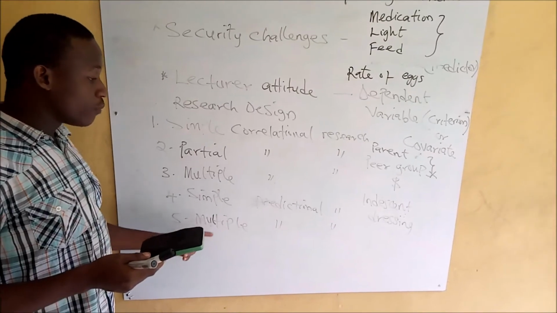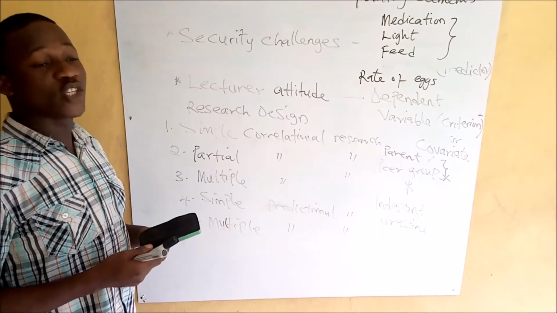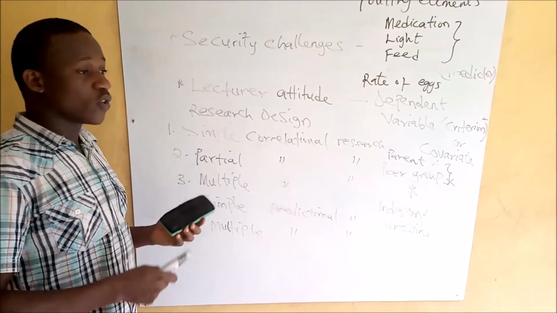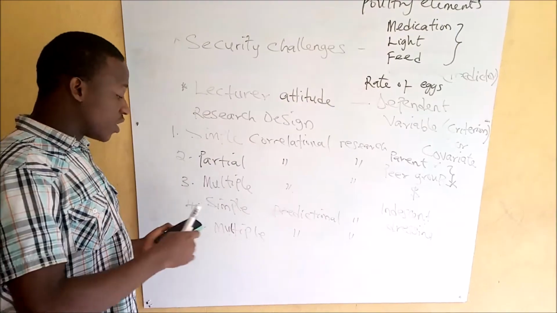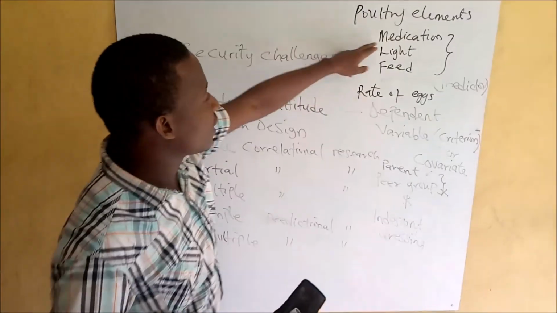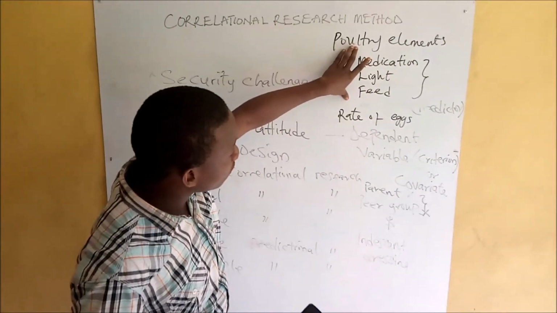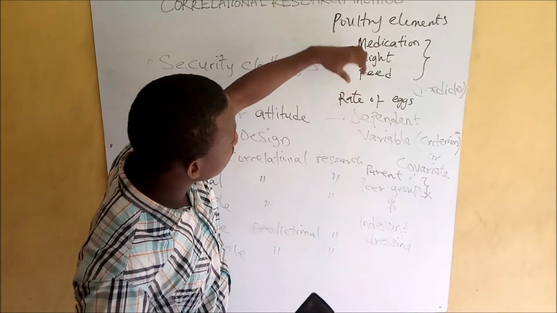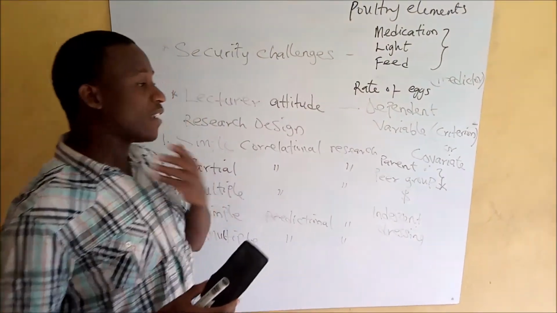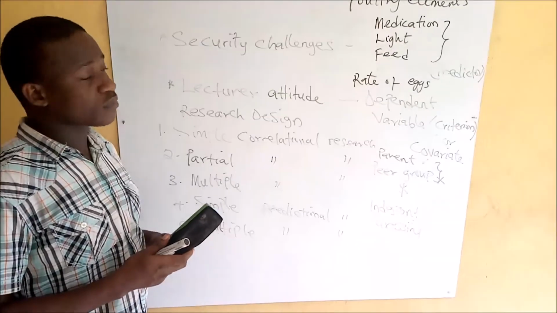Then we now have multiple predictional research design. As the name implies, you have so many predictors. You are trying to check how these many predictors, for example, the medication, light and feed, will predict the number or the rate of eggs laid by a layer in the agricultural sector of research.